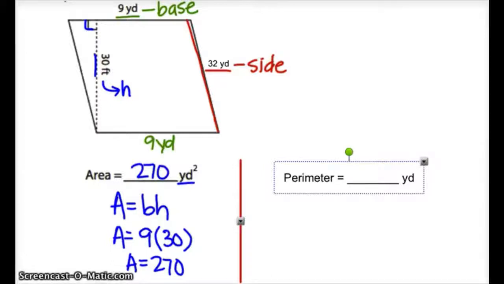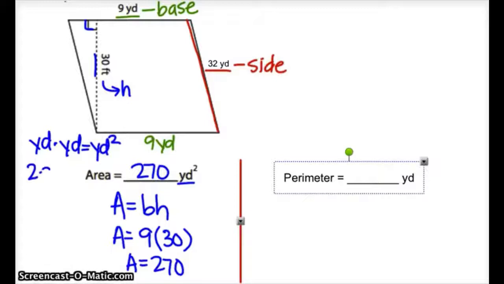Make sure that you have your squared. Why do we square? Because we're multiplying. If I used yards as my base unit and yards as my height unit, yards times yards, I could write as yards squared.